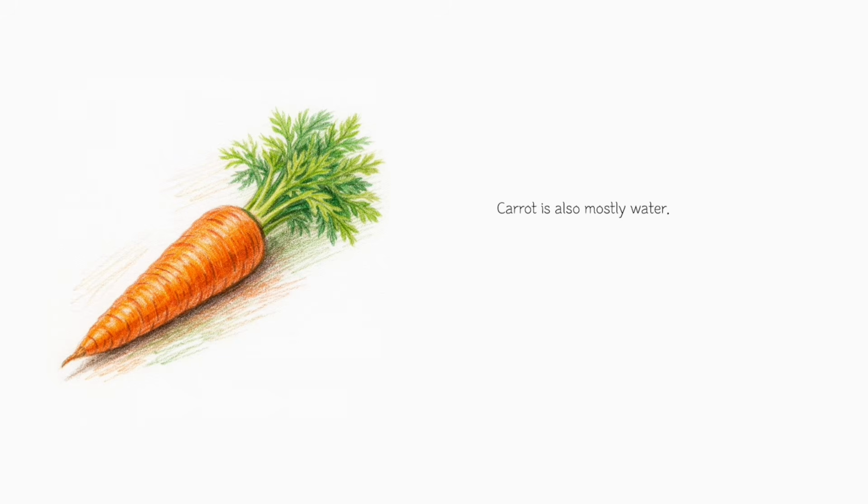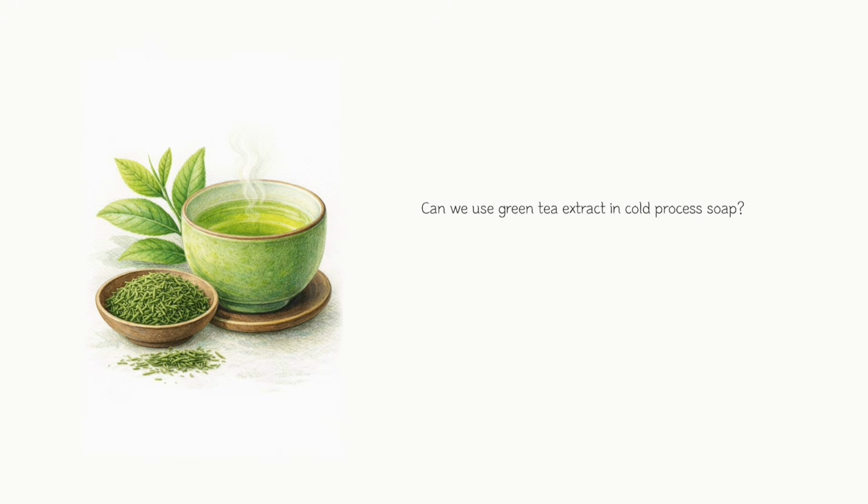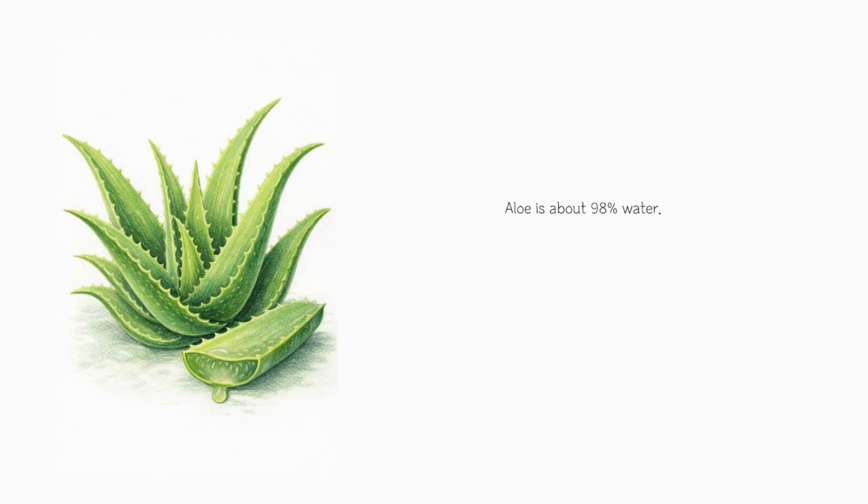Carrot is also mostly water. A small amount of sugar may slightly soften lather, but mainly it just changes the color. What about lettuce? In soap, it behaves just like water. Its vitamins are also destroyed during soap making. Can you use green tea extract in cold process soap? Green tea contains catechins, but they are destroyed during the process, and the colors turn brown.